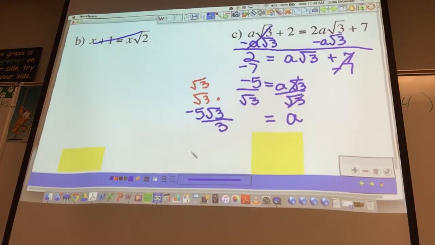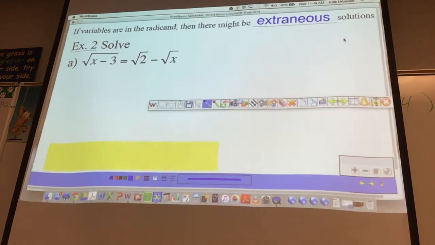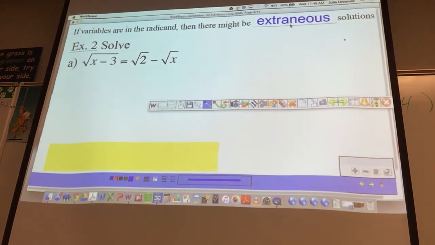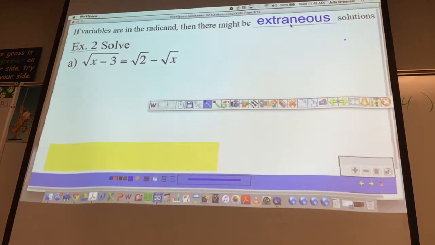I'm going to go through kind of slowly just to make sure you got the idea. But the thing is, sometimes you can get an answer that doesn't actually work. Fill that in. That's called extraneous. We've seen those before. An extraneous answer is an answer that's true for the equation, like for all the work, but when you plug it back in, it doesn't actually work.